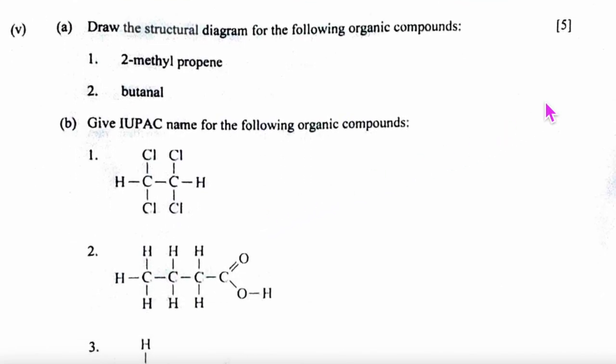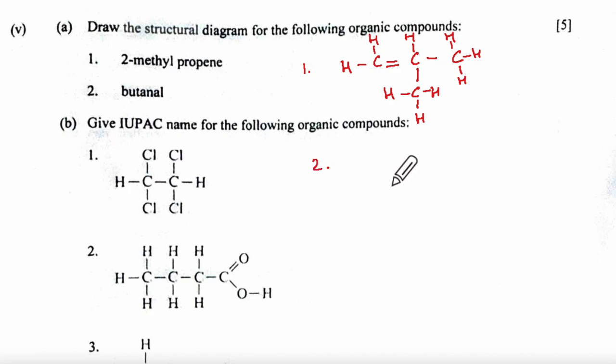Question 2. We are coming to the fifth subpart. Draw the structural diagram for the following compounds. That is 5 marks. 2-methyl propene. Prop means 3 carbons. Propene will be like this. 2-methyl means here you will show a methyl group. For this carbon, there will be 2 valencies, so H and H. This will be H, this will be H, H and H. And here it will be like so. Okay, so this is your 2-methyl propene.